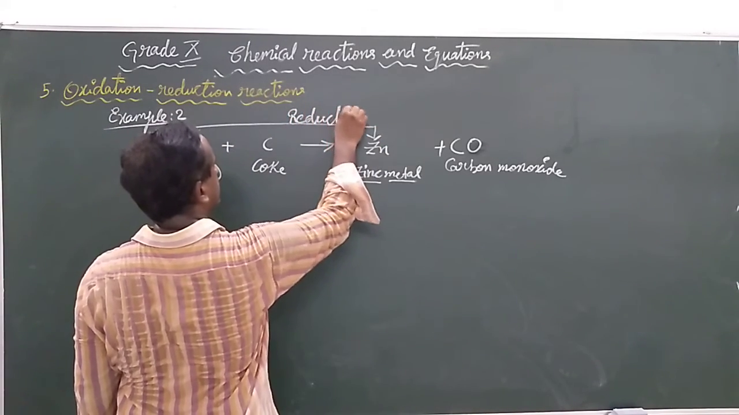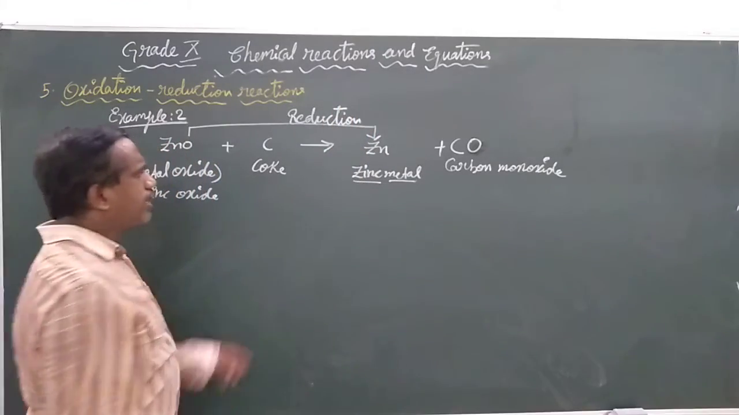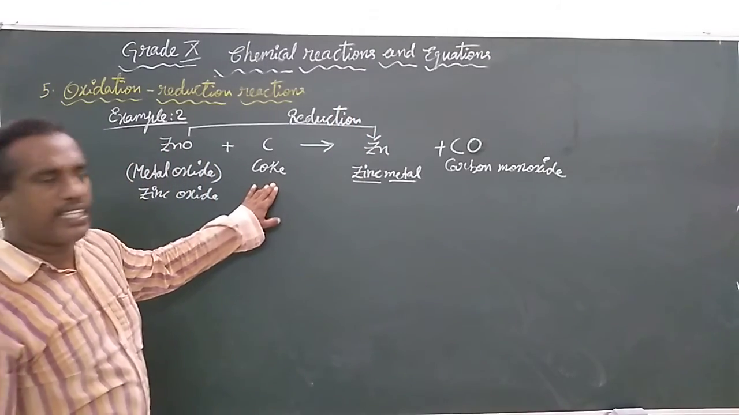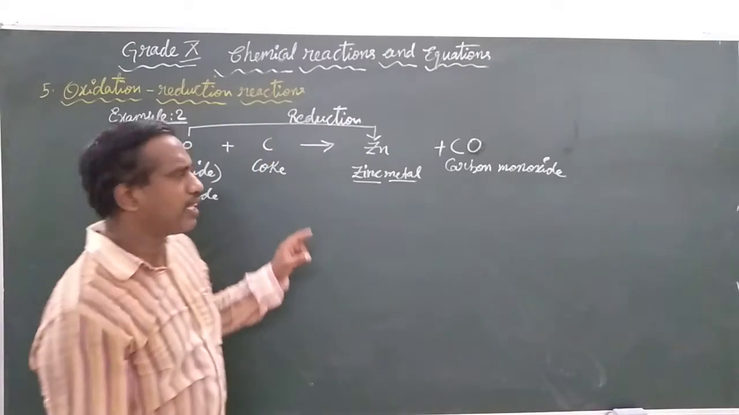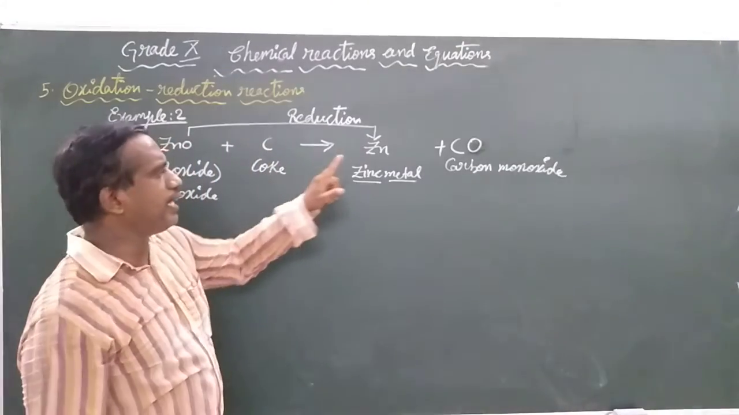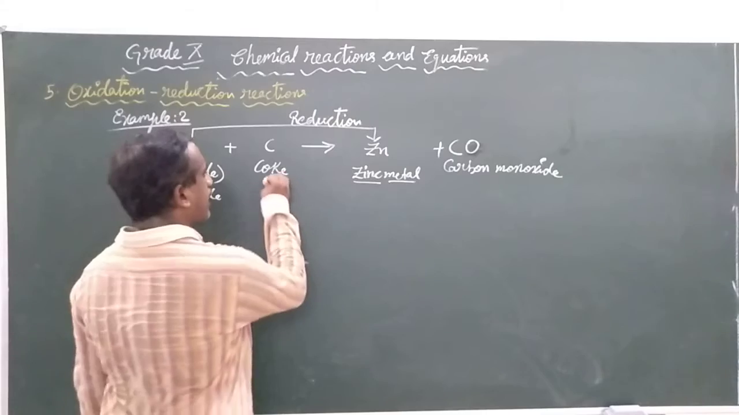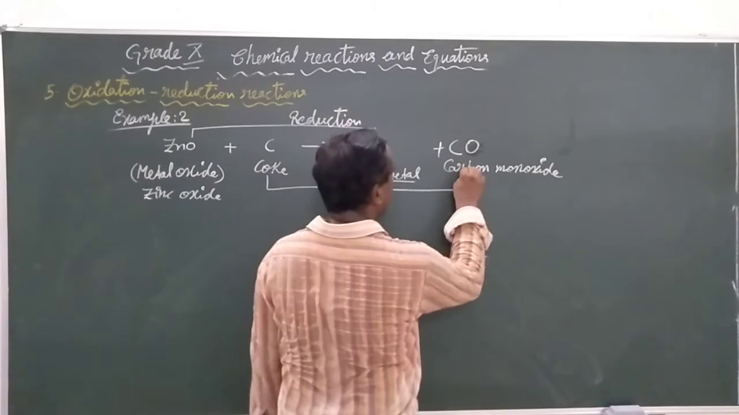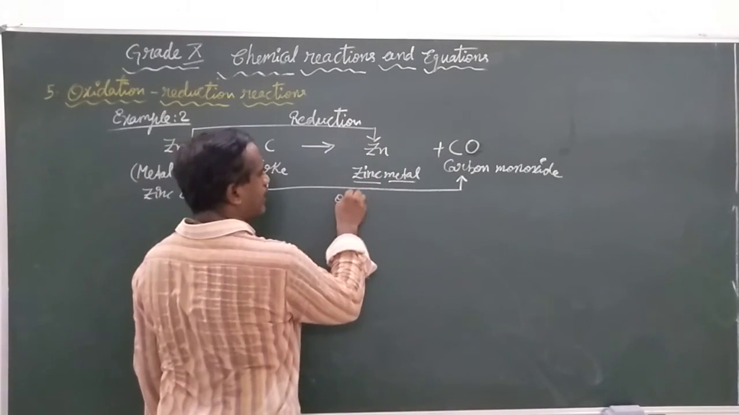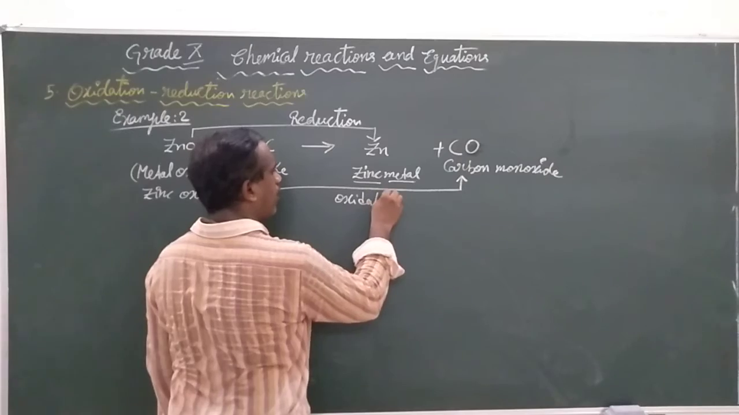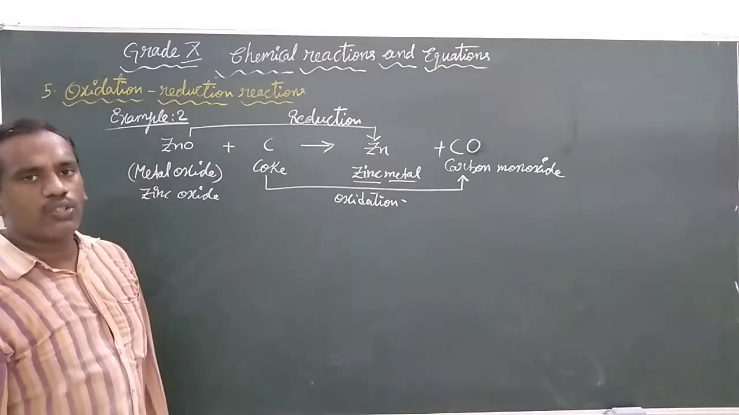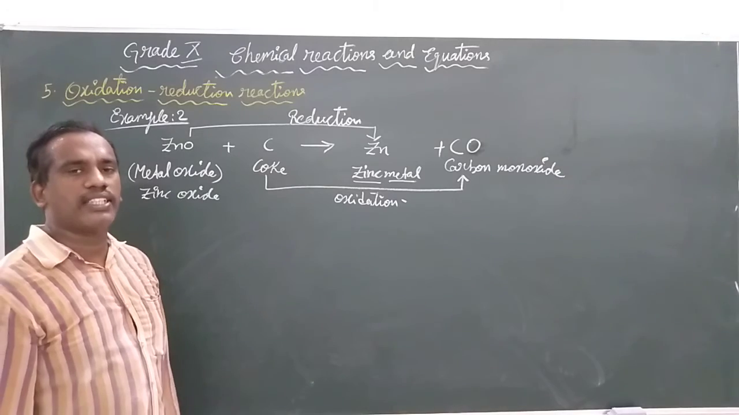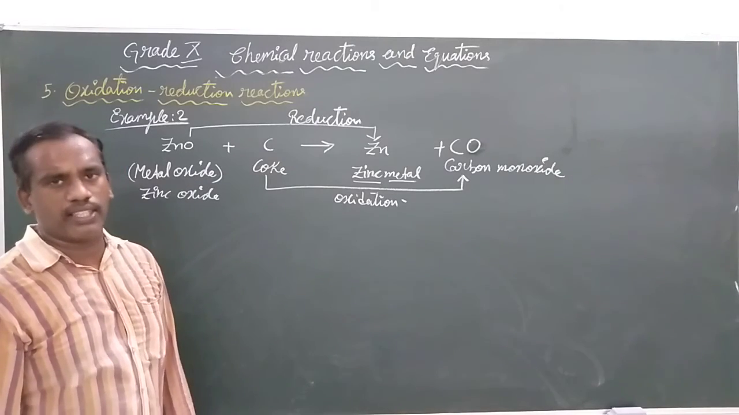Whereas the coke on the reactant side and carbon monoxide on the product side, when we compare, carbon gained the oxygen. Gain of oxygen is called oxidation. So we need to understand these types of reactions, children.